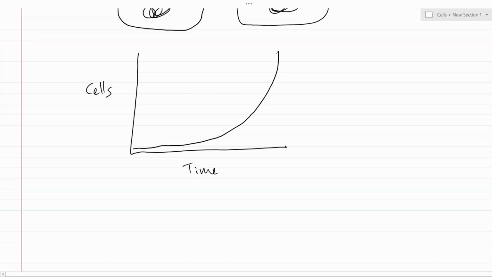So bacteria or the like prokaryotic type organisms are able to divide very rapidly, which makes them really good for testing and things in lab environments, because division happens really quickly. We can see results really quickly as well. So that is binary fission.